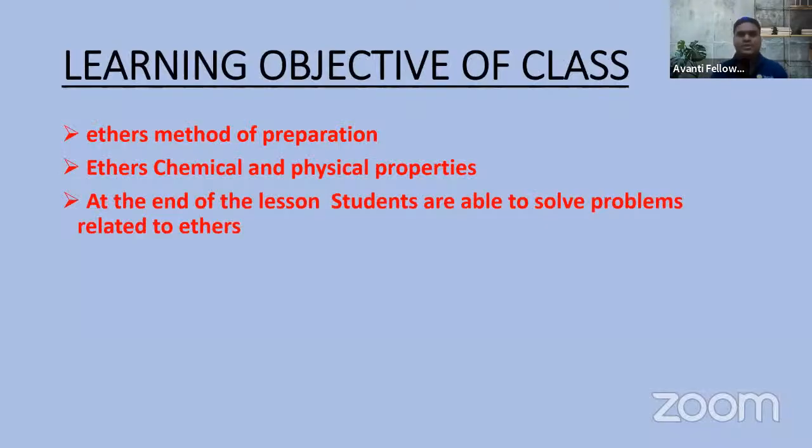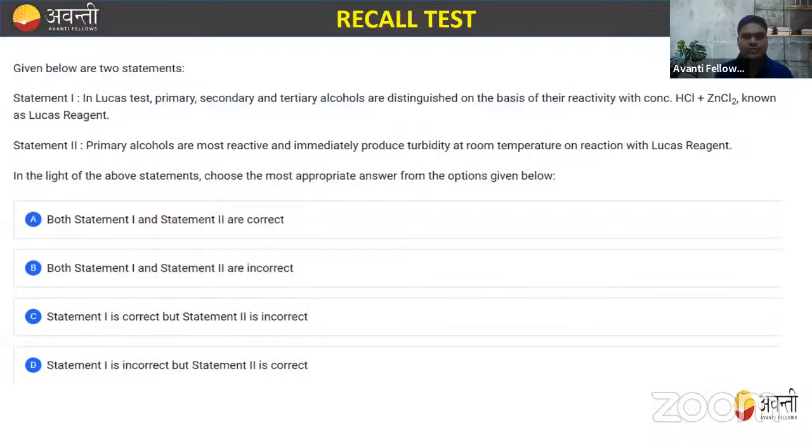Right, so what is the learning objective of today's class? क्या है भाई learning objective आज की class का? In this class we are going to study ethers, their method of preparation, their physical and chemical properties, and at the end of the lesson you should be able to solve problems related to ethers. So these are the learning objectives of today's class. I hope this is clear to all of you.